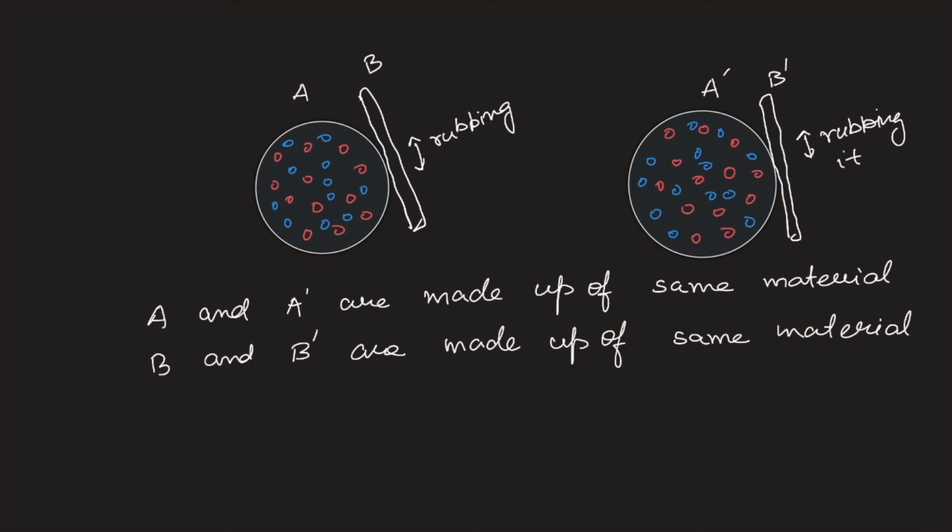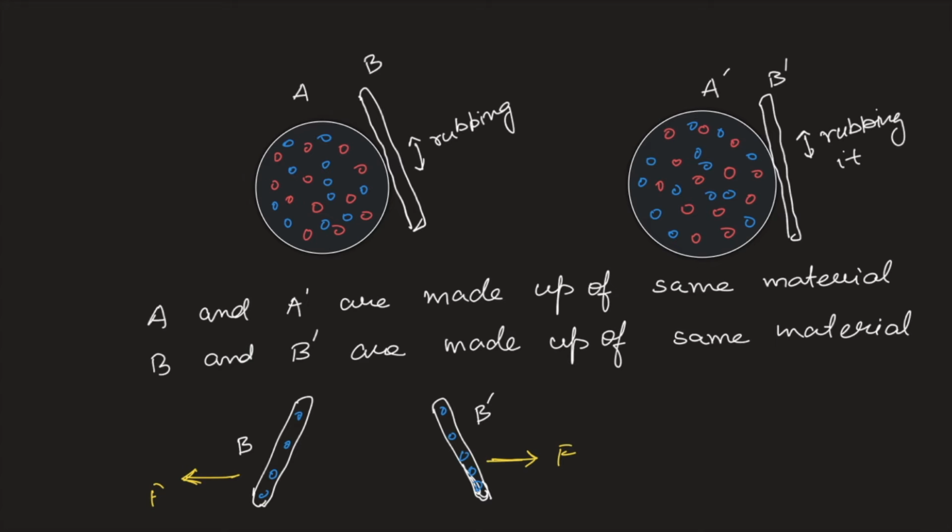तो घिसने के बाद ऐसा होगा कि B के पास कुछ ब्लू चार्जेस आ जाएंगे, B will get some blue charges and B dash will also get some blue charges. और जब आप B और B dash को क्लोज लेके आओगे, when you bring B and B dash closer together, you will observe that there is a repulsive force between B and B dash.